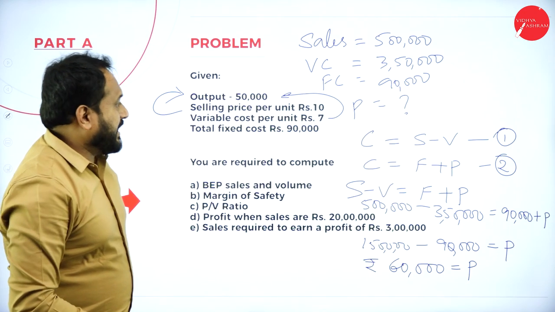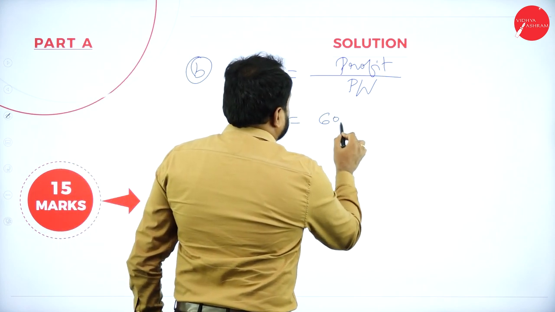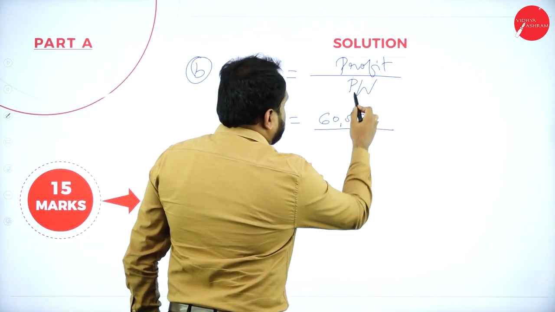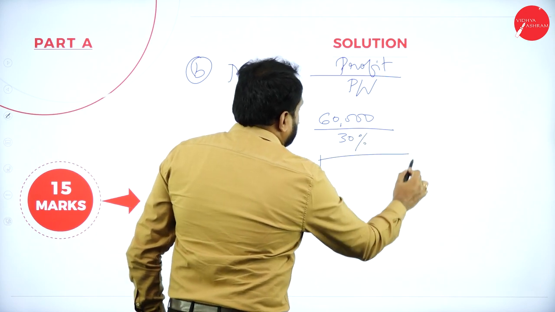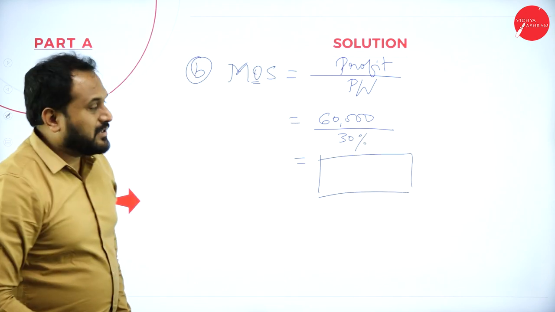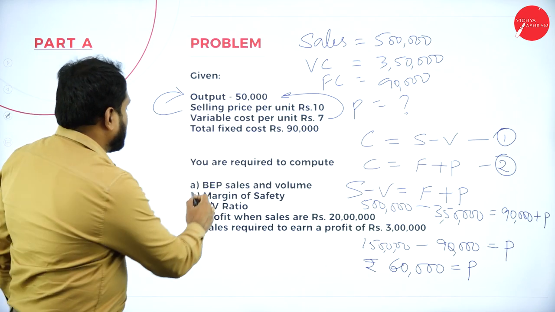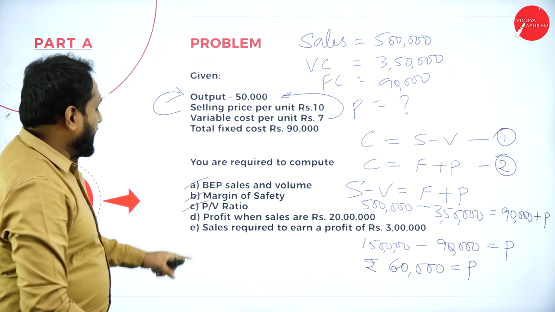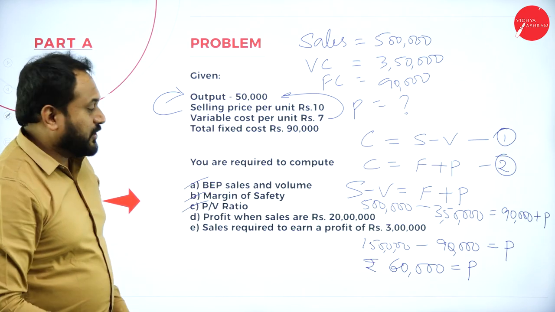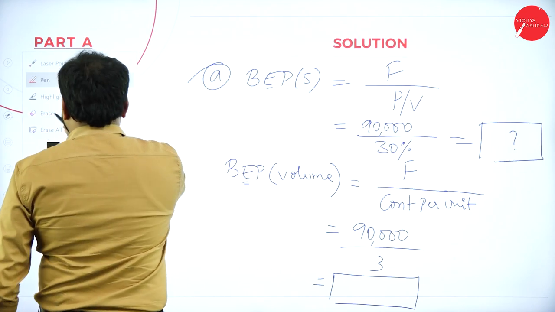The same way here also, profit is 60,000 rupees divided by PV, which is 30%, is equal to what? The answer you will get, you are supposed to write. That is what my MOS is. Now after MOS, these things I have done. Next: profit when sales are 20 lakh, and sales required to earn a profit of 3 lakh rupees. I'll just erase these things for you.